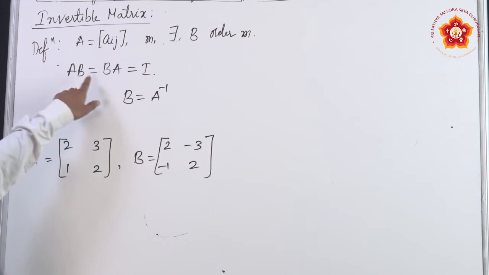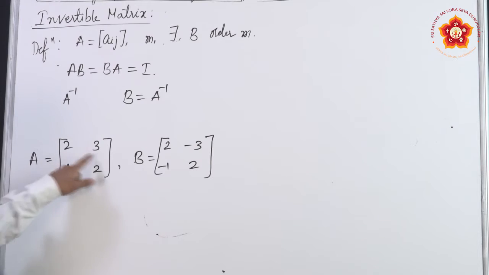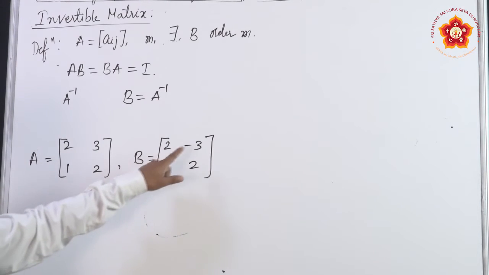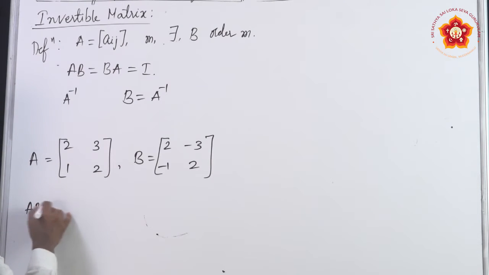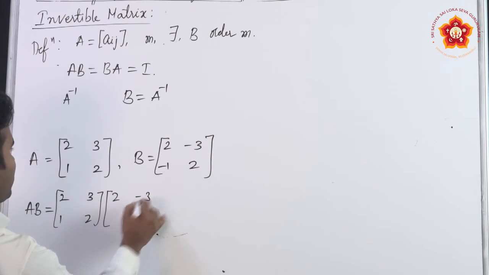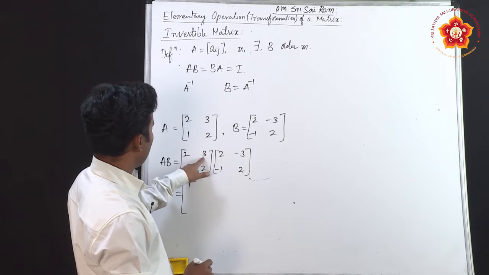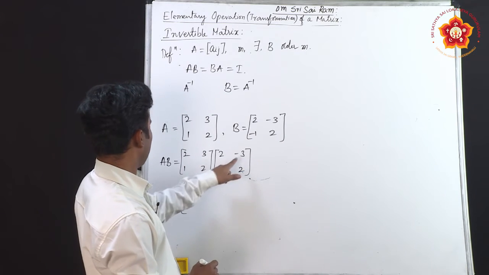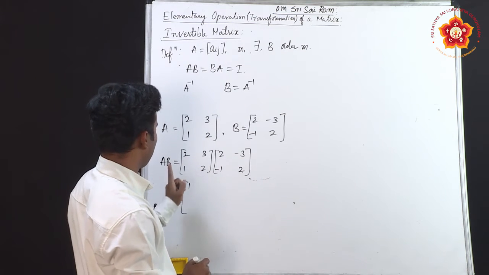So, B is the inverse of matrix A, and with an example we can show that A is equal to [2, 3; 1, 2] and B is equal to [2, minus 3; minus 1, 2], where B is the inverse of A. If you take AB, what is AB? [2, 3; 1, 2] into [2, minus 3; minus 1, 2]. If you multiply, you are going to have 2 into 2, 4, 4 minus 3 is 1, and then 3 into, and 2 into 2, 4 minus 1, it will be like that.